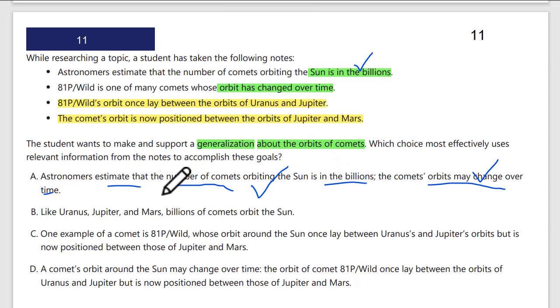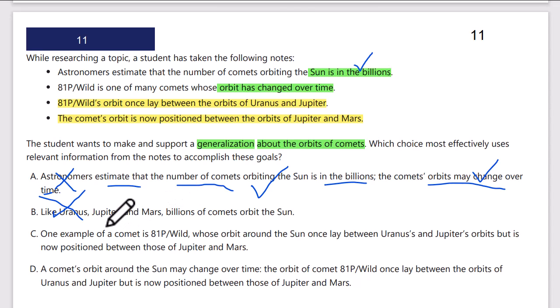Let's look at B. Like Uranus, Jupiter, and Mars, billions of comets orbit the sun. Okay, that's a generalization that all of these celestial bodies orbit the sun. It is not the generalization we want for our defined goal in this problem. We want a generalization about the orbits of the comets. We don't care about the similarity of all the planets and comets that they orbit the sun.